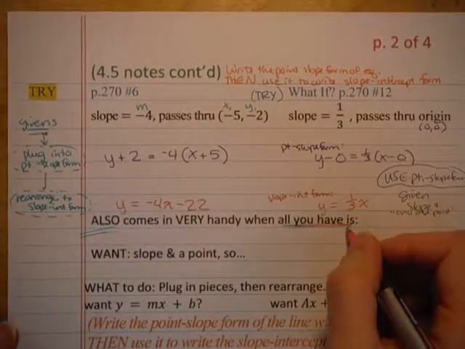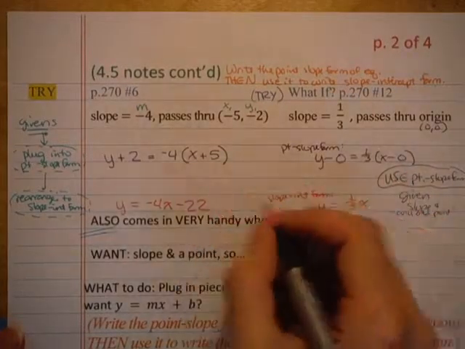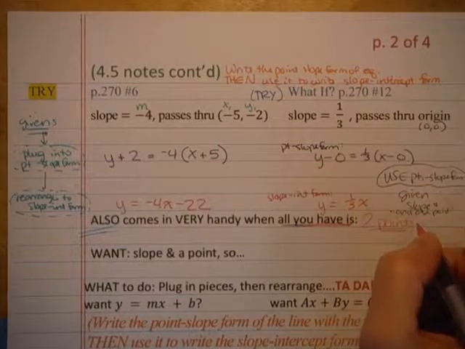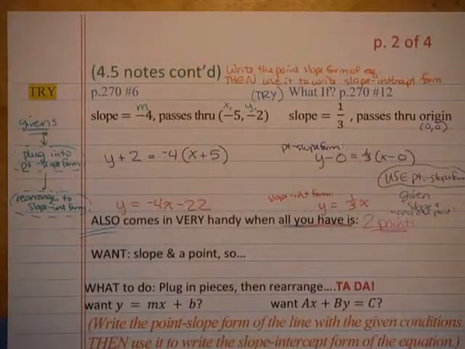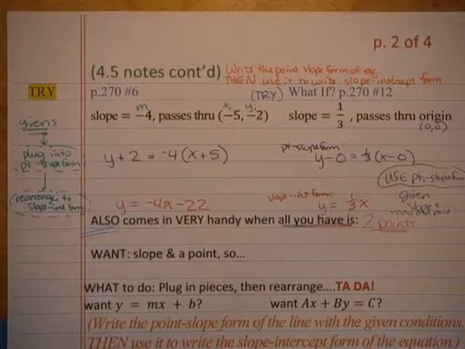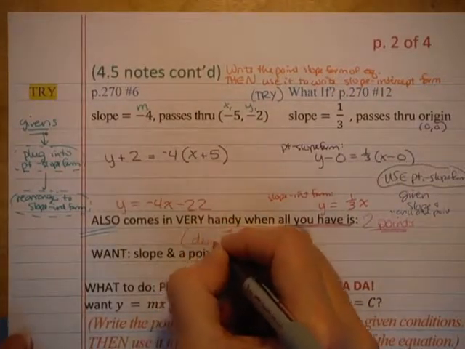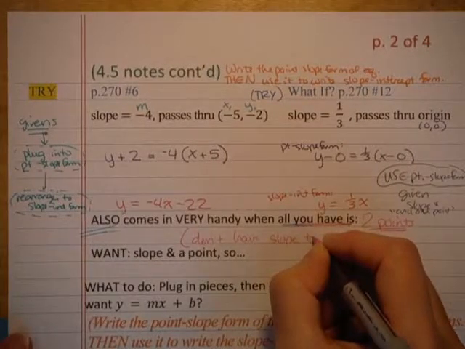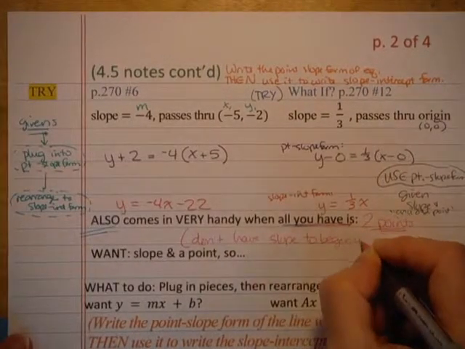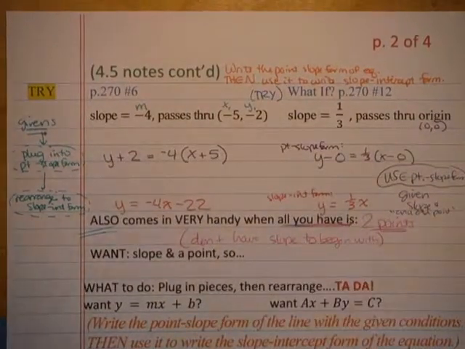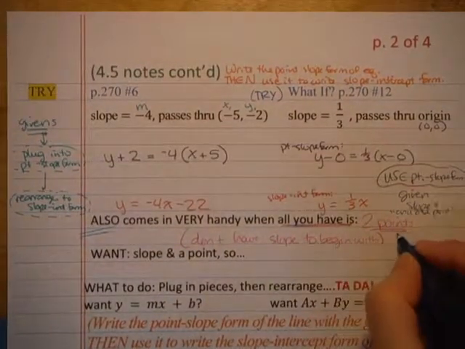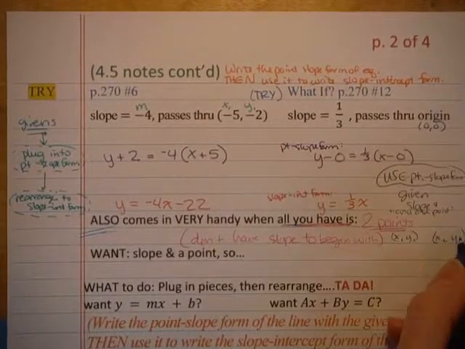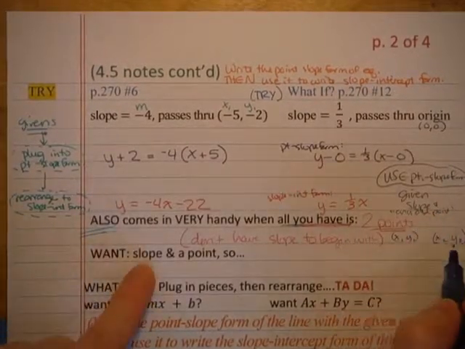It also comes in handy, very handy, when all you have is 2 points. They don't even start by giving you a slope. They just give you 2 points on the line. And in other words, we don't have slope to begin with. Okay, all we have are 2 points on the line. We have some sort of x1, y1, and x2, y2. Okay, first point and second point. And these would be numbers here.